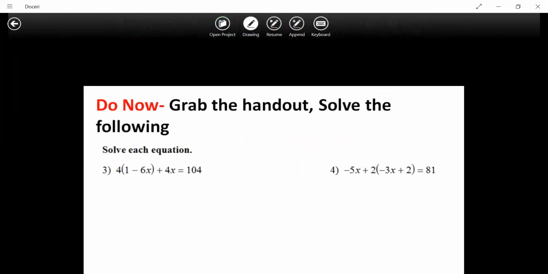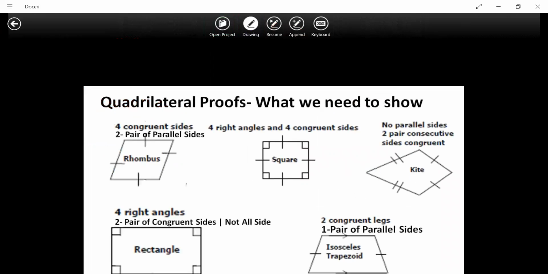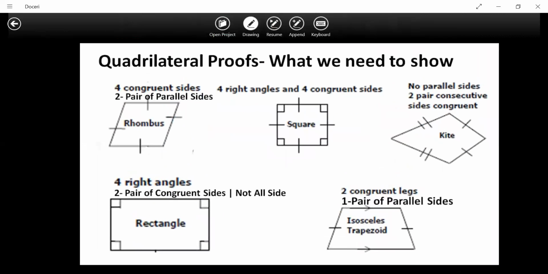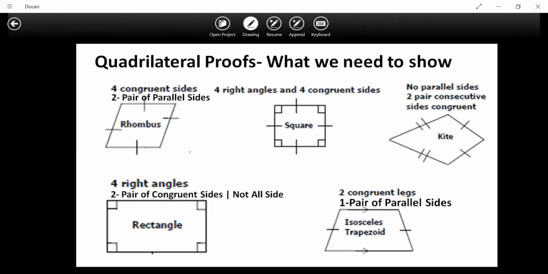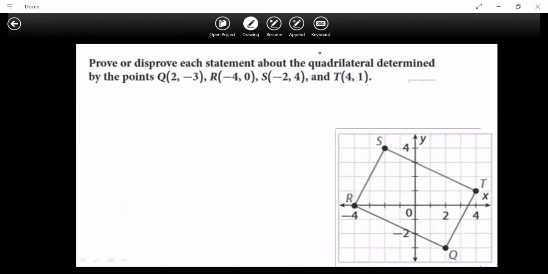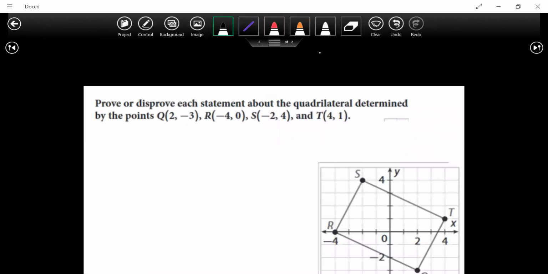Go ahead and copy down the following. Now, this is our final thing that we're going to look at: quadrilateral proofs. What we need to know in order to show the proofs of each one of these. So copy those down. Now, in this process, let's look at the problem that we have down below.